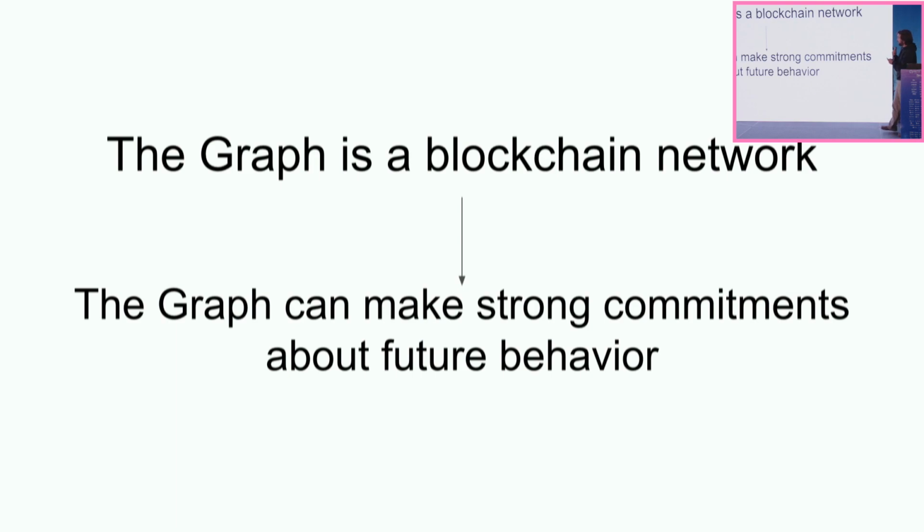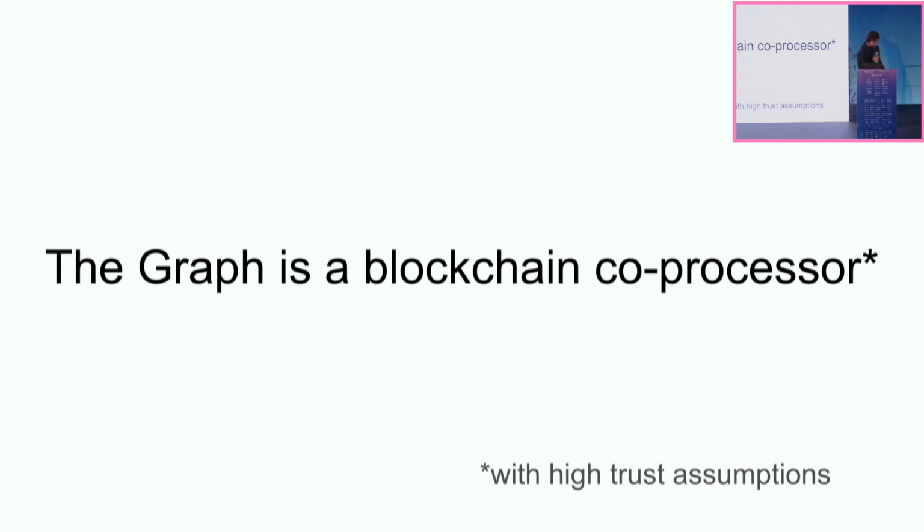Specifically, what a blockchain network means is that the graph can make strong commitments about future behavior, right? So the graph isn't a company. It's not a company that might shut down if it doesn't get funding. The graph is a blockchain network. It has a token. It has incentives for indexers to be producing and doing what they do. So as long as the protocol is live, as long as indexers are working, the graph will exist. So that's an important thing here.